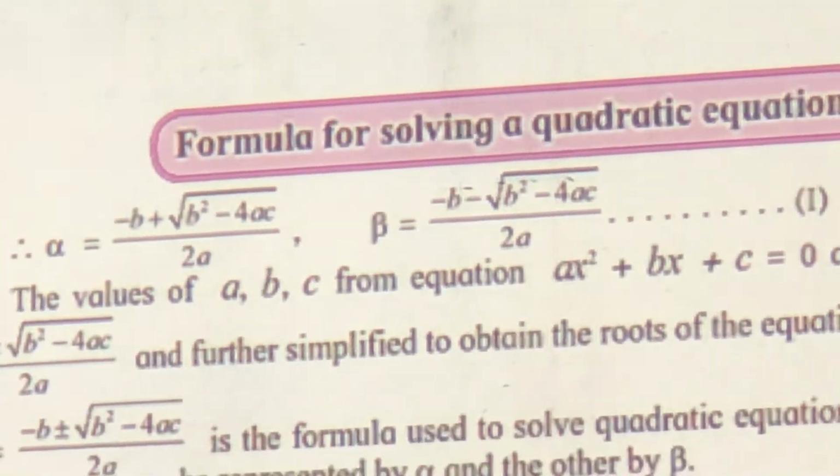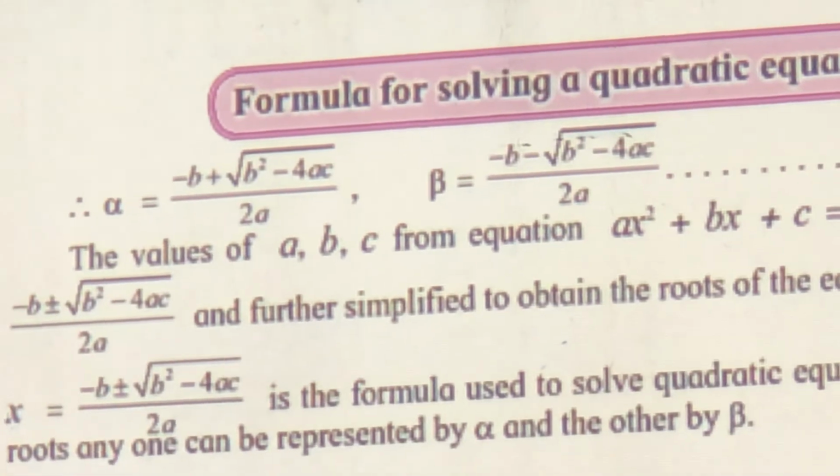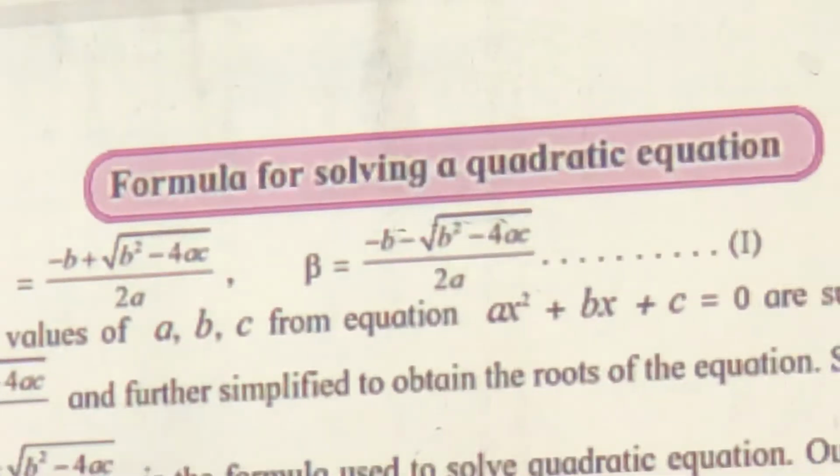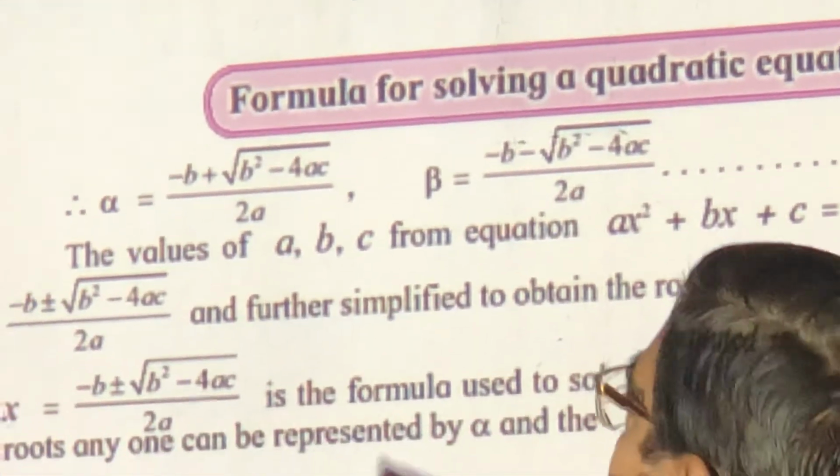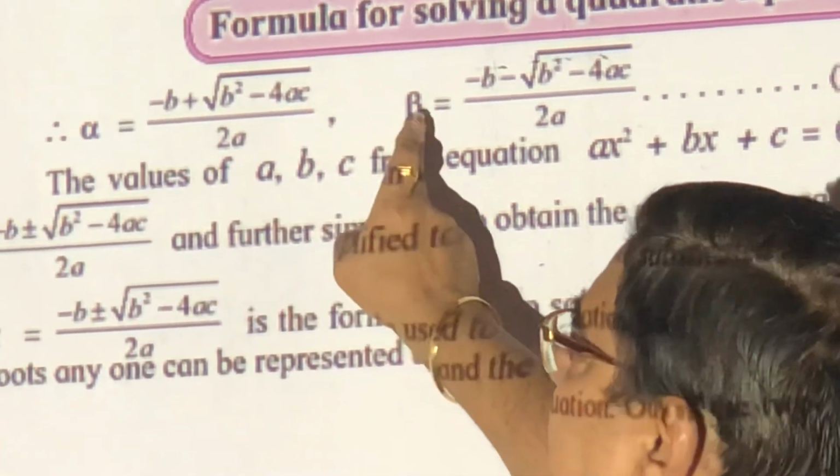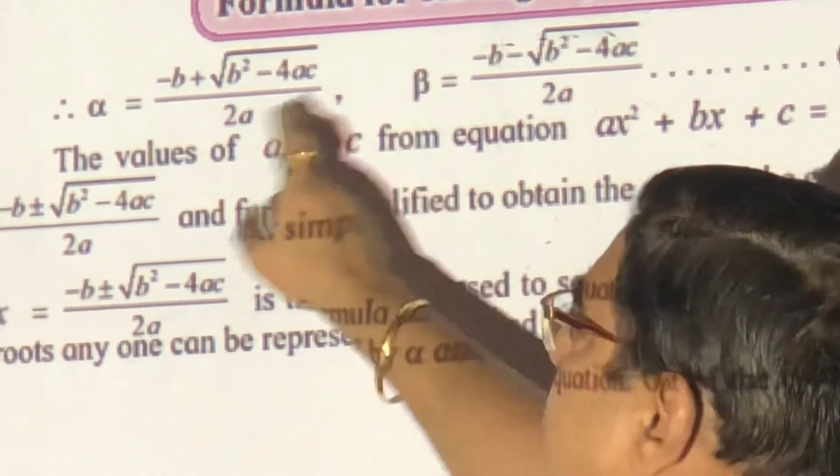Now we'll go to the formula method. We are using the direct method. I don't want to do all that. Suppose I want to check whether I'm right or wrong. Formula method. The formula says that two roots are there. A quadratic will always have two roots.